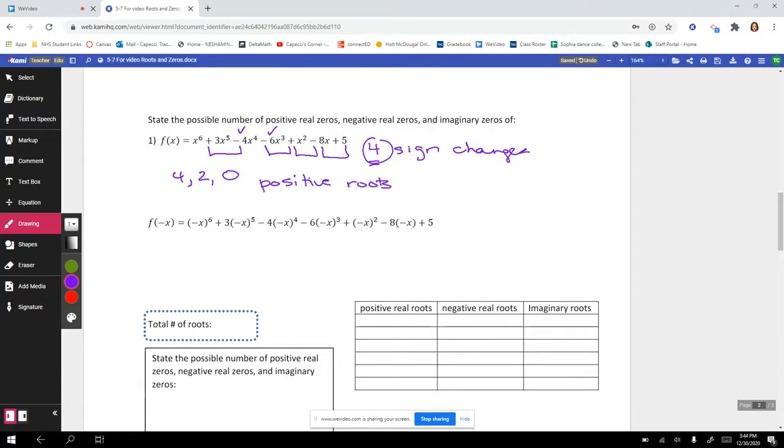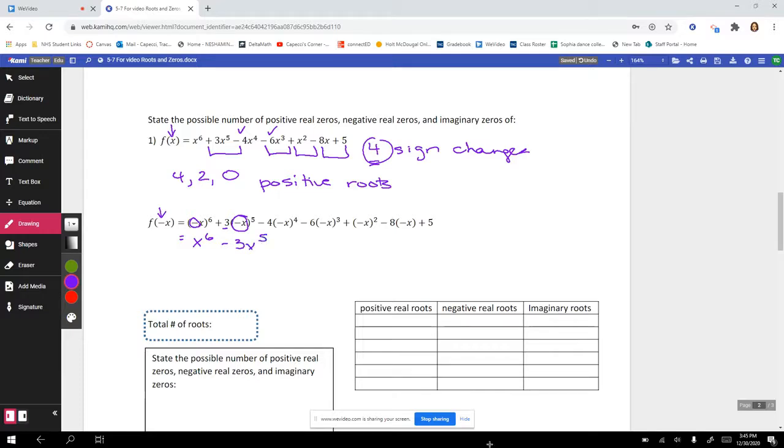Now we're going to do the same thing. This was positive x. We're going to do the same thing with negative x. So we're going to have to clean this up just a little bit. If I took negative x and took it to the 6th power, remember this is negative 1, negative 1 to the 6th power would be positive 1. So that is going to give me positive x to the 6th power. This again is negative 1 to the 5th power, which would give me negative 1. Negative 1 times 3 here gives me negative 3.